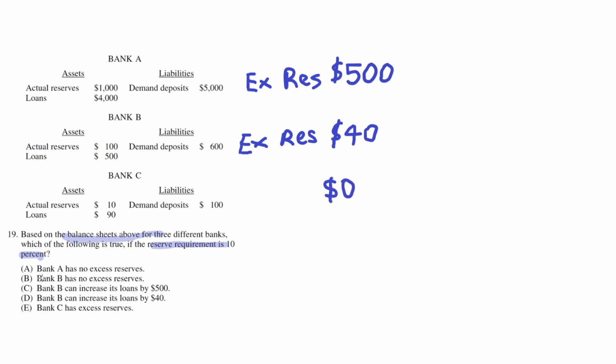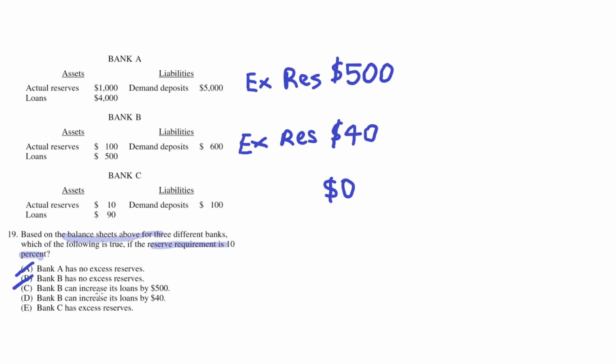So, looking at the answer choices, answer choice A says Bank A has no excess reserves. This is incorrect because we can clearly see that Bank A has $500 in excess reserves. So we can eliminate choice A. B. Bank B has no excess reserves. This is incorrect because we saw earlier that Bank B also has excess reserves, in the quantity of $40. So B can also be eliminated.